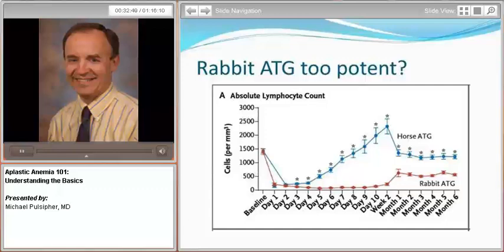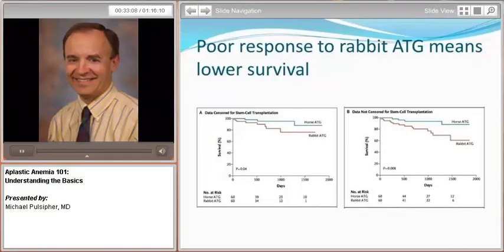It could be that the rabbit ATG at lower doses may be more reasonable, but that has yet to be tested. So the bottom line here is that currently in the United States, based on the Neil Young study, it's most appropriate to use horse ATG for the first treatment. Horse ATG not only led to better response, it also led to better survival.